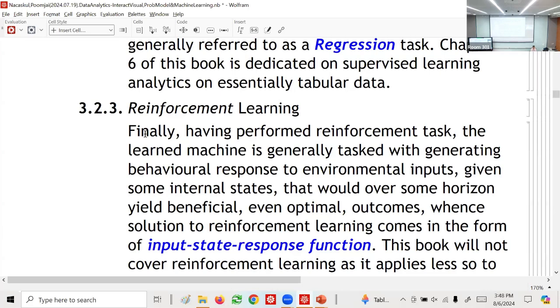Okay? Now, in this class, we will not touch reinforcement learning. The reason is reinforcement learning is mostly applicable to what's called optimal control problems, like controlling a robot, controlling an autonomous drone.